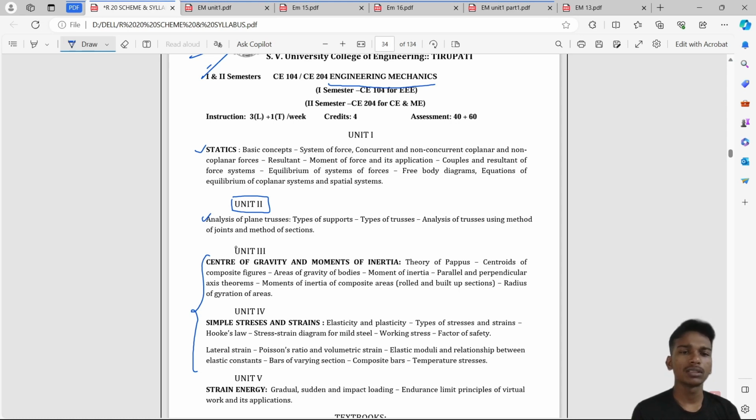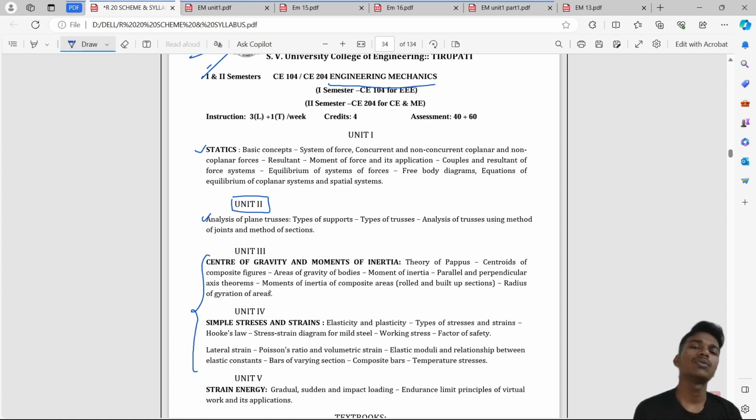First, we will start with this unit, center of gravity and moment of inertia. We will talk about centroids and center of gravity, moment of inertia, and moment of inertia of composite areas. Not only simple areas, we will talk about composite areas also. After that, we will go to simple stresses and strains, and we will speak about the basics of what is meant by stress, what is meant by strain, what is Hooke's law, stress strain diagram for mild steel, then what is meant by Poisson's ratio, volumetric strain, and all those stuff. And again, we will deep dive into the strain energy topic. This is the continuation of simple stresses and strains.